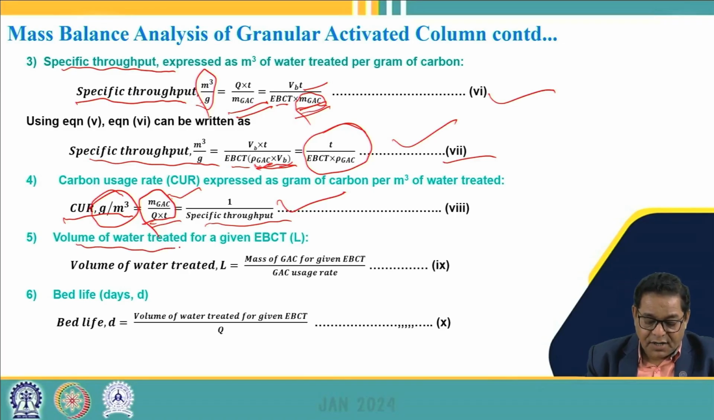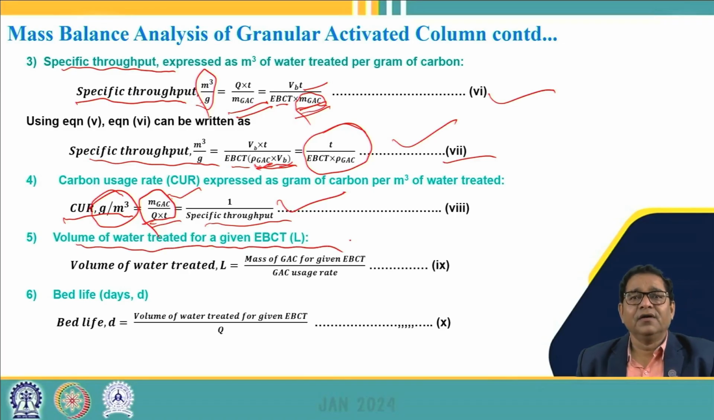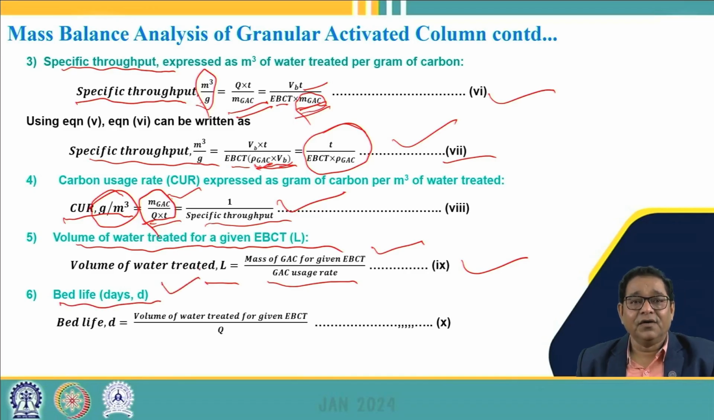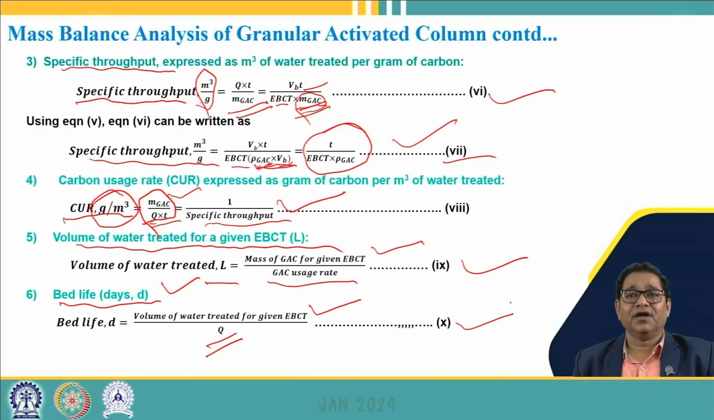And then similarly, if we have to calculate the volume of water treated for a given EBCT time, this will be equal to the mass of granular activated carbon divided by the GAC usage rate. This will give you how much volume of water can be treated for a particular EBCT time. And then similarly we can calculate the bed life. This is basically the total amount of water treated for a given EBCT divided by the flow rate. If we do this, we can find out the overall bed life of the activated carbon.